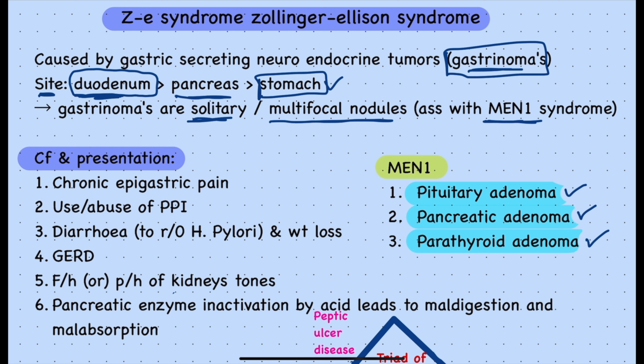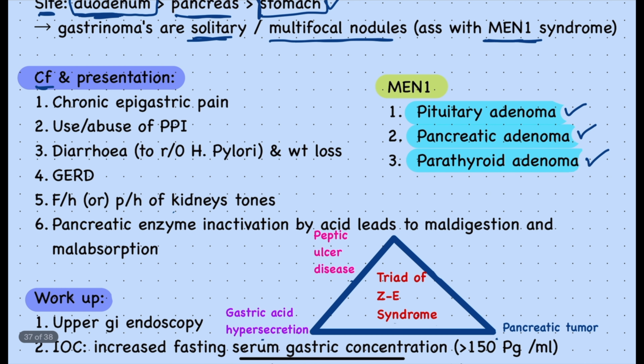Let's go to the clinical features and presentation. CF means clinical features. In clinical features, we get chronic epigastric pain. The patient may feel pain for more than 6 weeks or 3 months. Use or abuse of PPI. The most common etiology of ZE syndrome is the use and abuse of PPIs. Prolonged usage of proton pump inhibitors, such as lansoprazole and omeprazole, and diarrhea.